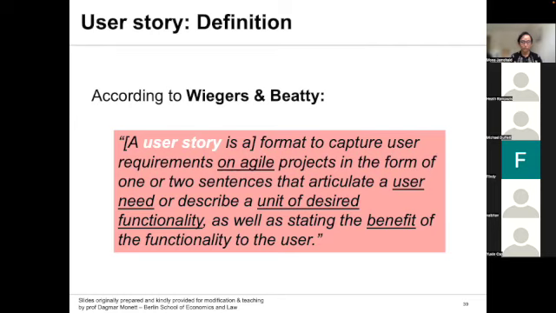So your course book defines a user story as a format to capture the user requirements on agile projects in the form of 1 or 2 sentences that articulate a user need or describe a unit of desired functionality, as well as stating the benefit of the functionality to the user. So for example, we'll work through an example here.